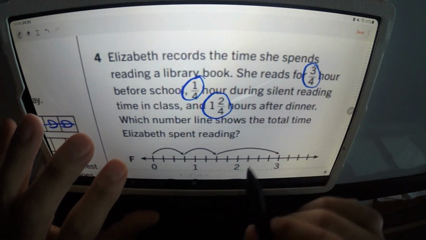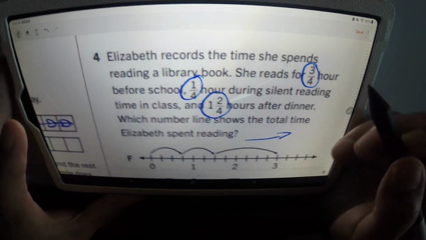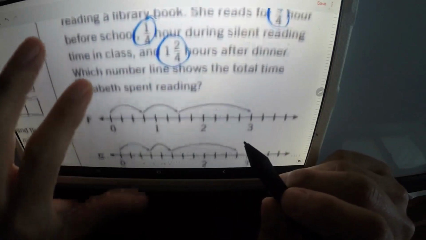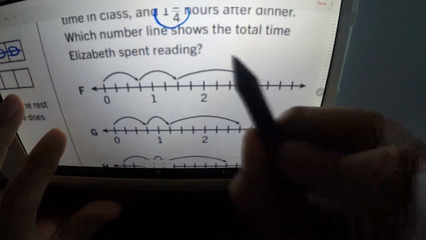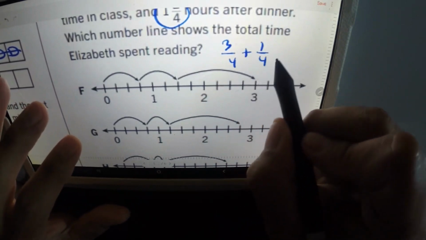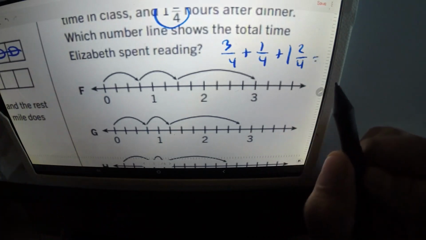Now that should tell us that we're going to add. Everything's going to go to the right because it's going to get bigger. Okay? So we're going to add these three numbers up: 3/4, 1/4, and 1 2/4. I'm going to write that down over here. 3/4 plus 1/4 plus 1 2/4 gives us something.